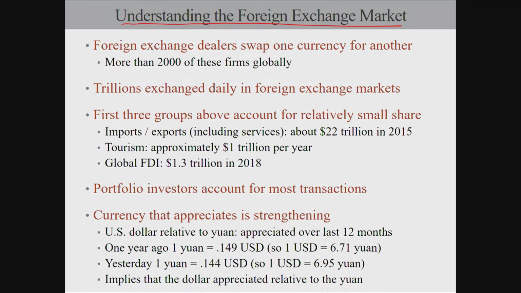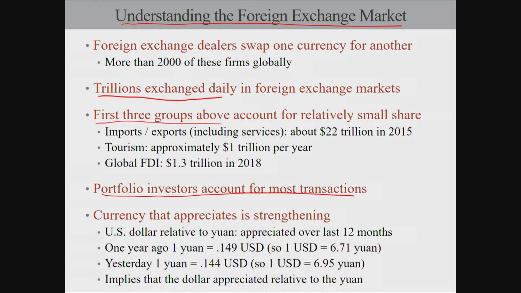In terms of understanding the foreign exchange market, essentially you have foreign exchange dealers who swap one currency for another. Trillions are exchanged every day. The first three groups that I mentioned above account for a relatively small share of the exchange that's happening in this market. Portfolio investors account for by far the most. And in general, if you look over time, you can see big changes in exchange rates.